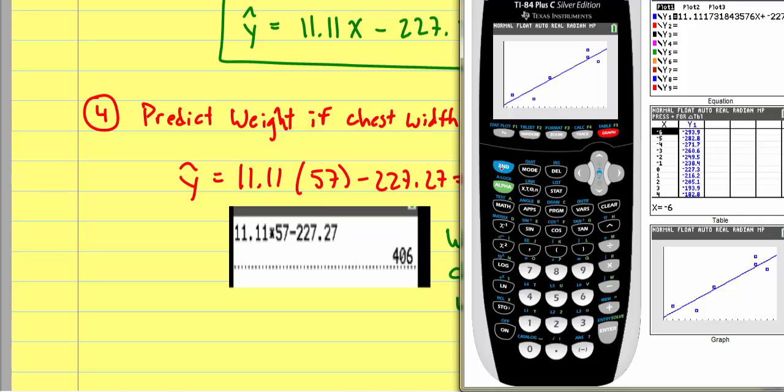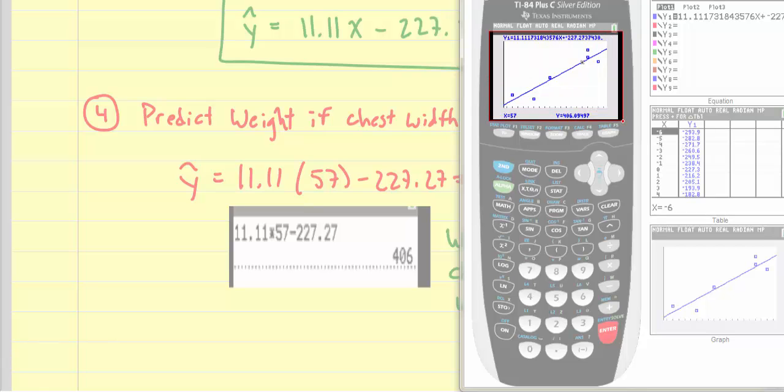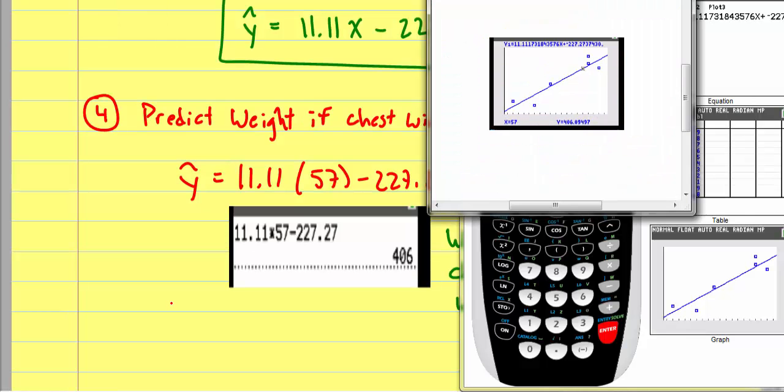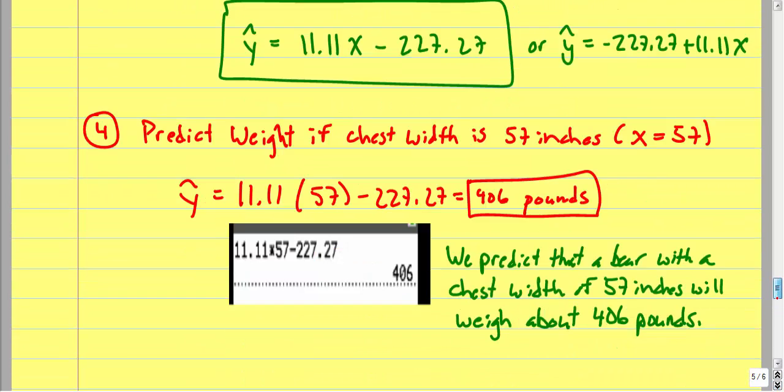Now if I wanted to, from here I could do second, calc, and value. And this is where I could put in the chest width of that bear, 57 inches. And it'll give me my predicted y value of about 406. Now we got exactly 406 because ours was rounded. This is an exact answer that's not rounded. So I can use my calculator to help me find that as well. I like looking at that scatter plot with the line. It gives me a little bit more information and helps me visualize what's going on there.